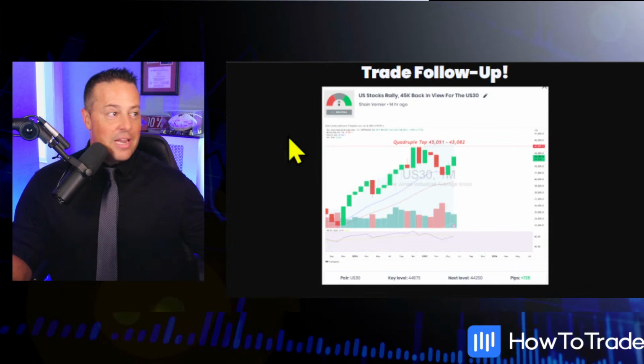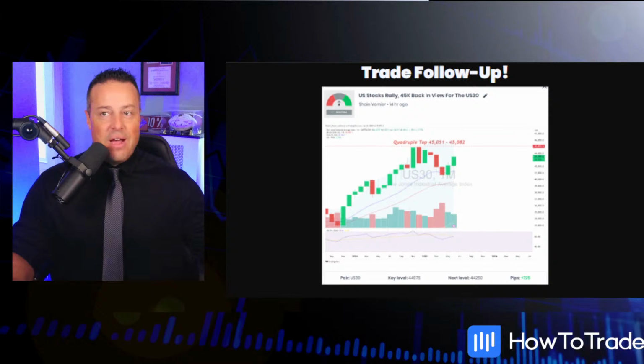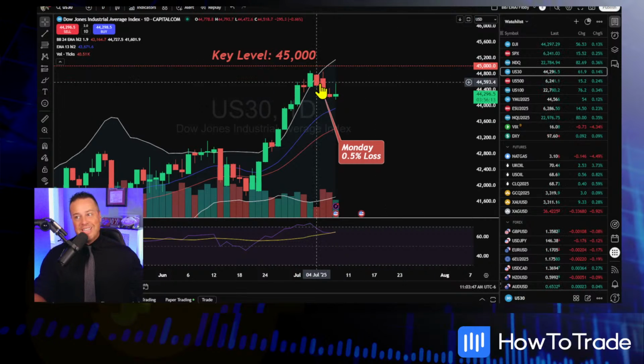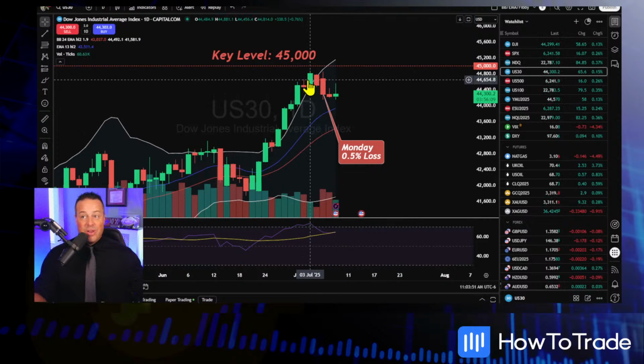This is another trade idea that we put out, the US 30. 45,000's back in view for the US 30. And it's an interesting level, because it's a big round number. We sort of missed our entry a few days back, I believe on the 3rd of July, right before the 4th of July weekend. We were looking to sell right up there in front of 45,000 and get that big rotation down. It was a pretty good trade. We just didn't quite get our entry. I was looking for like a 44,950, 44,975. We only got about a 44,881.